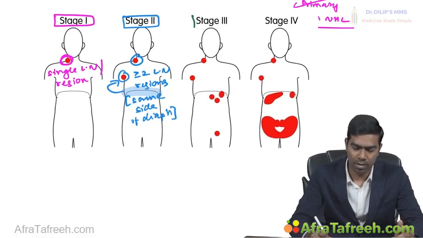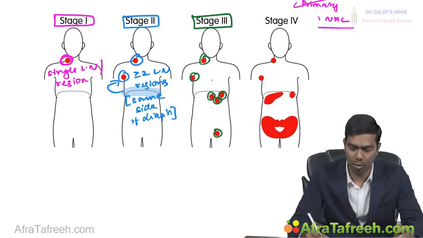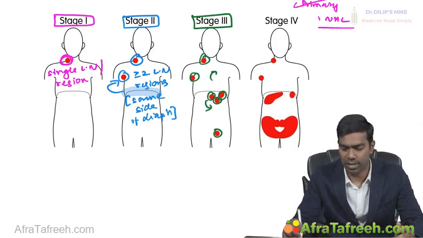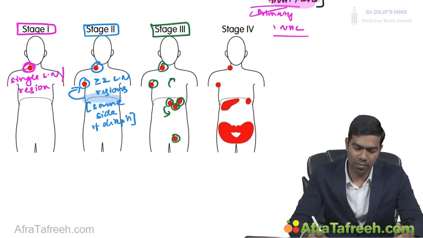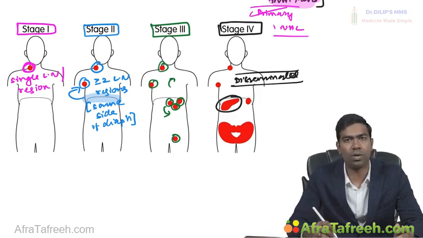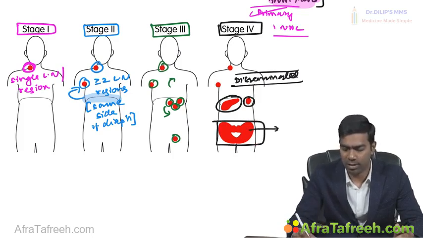Supradiaphragmatic is common. In stage 3, you can see disease in multiple areas, both supra- as well as infradiaphragmatic, which means on both sides of the diaphragm you are having the disease. So this is what we refer to as stage 3. And in stage 4 disease, it's a disseminated disease. Typically they will involve extralymphatic organs, extranodal organs like spleen, liver, bones, pelvis, bone marrow. So spleen, liver, bone marrow involvement, all these things are extranodal disease.